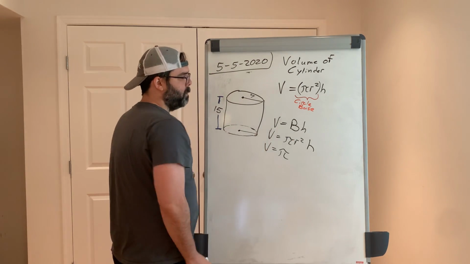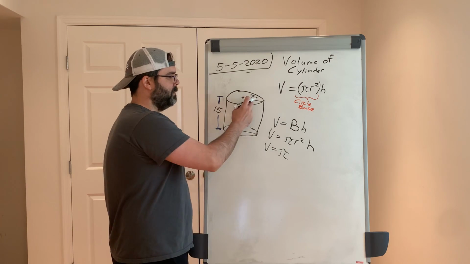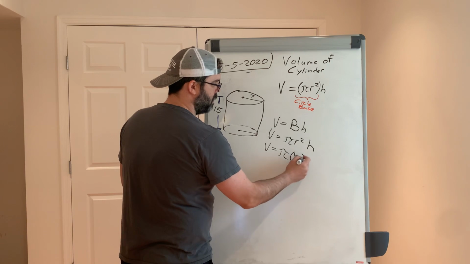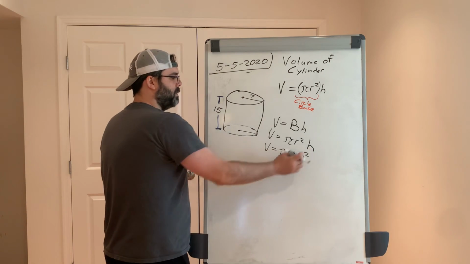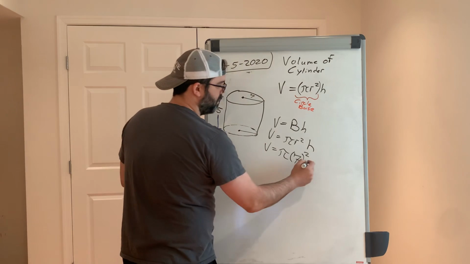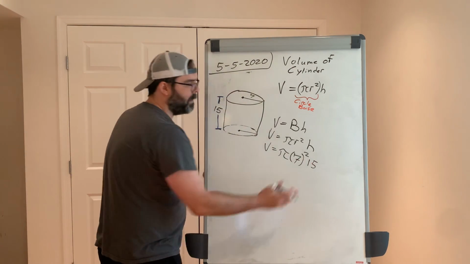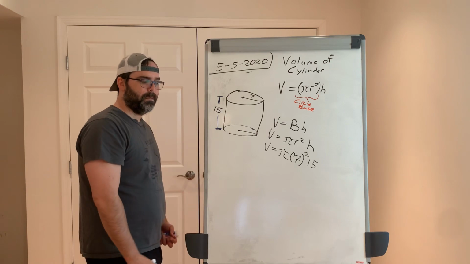Now, r squared. What is r in this case? 7. And what is my height? 15. Okay. So now we have all of our values input into the formula.